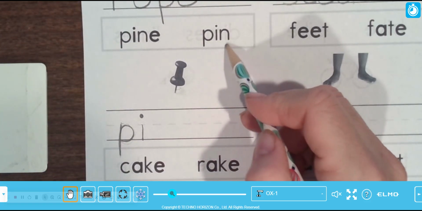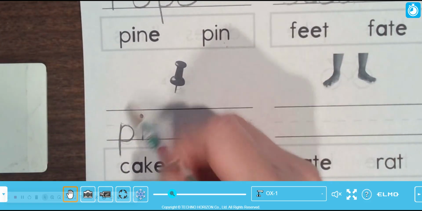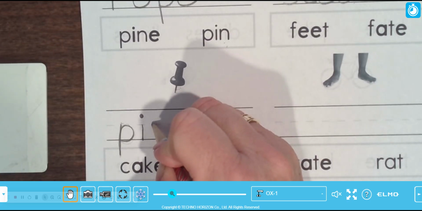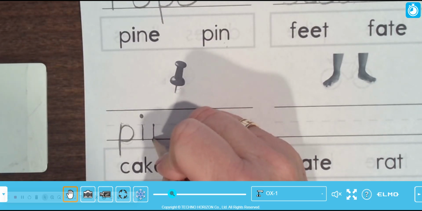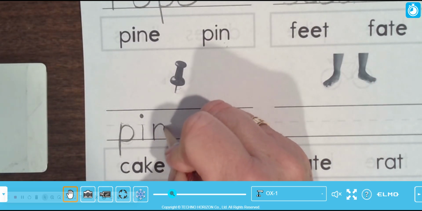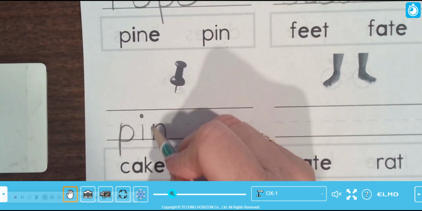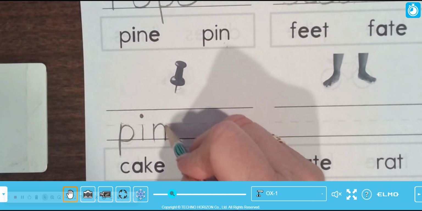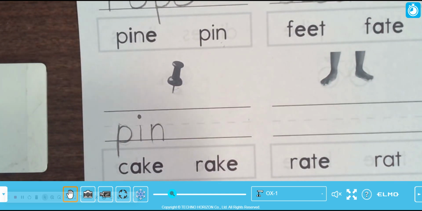Okay, now let's make that N here, okay? Start at the dash line right here, go straight down, then go back up the stick and turn to the bottom. Straight down, back up the stick and turn. There's the word pin.